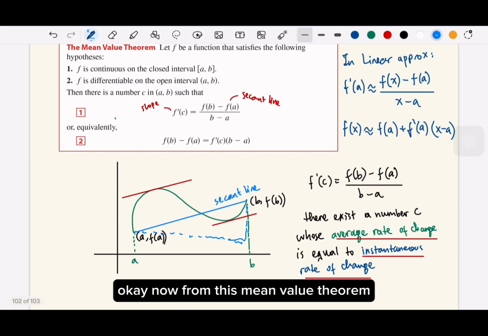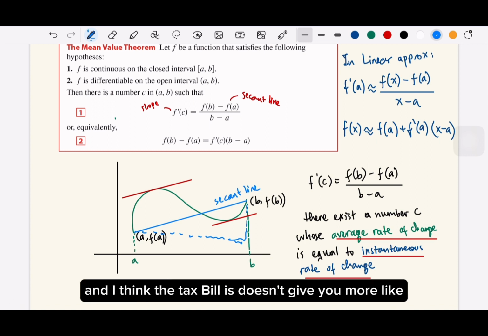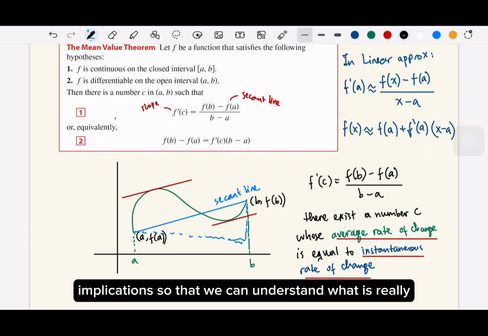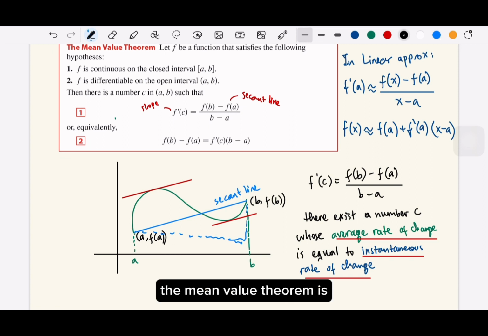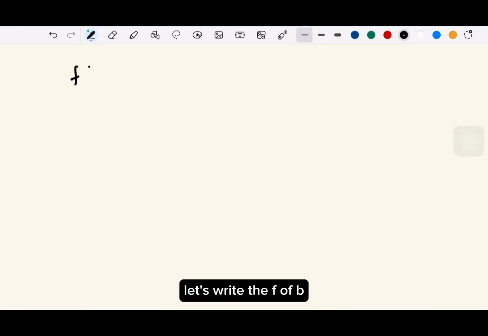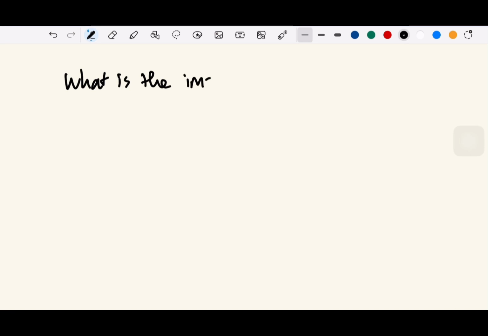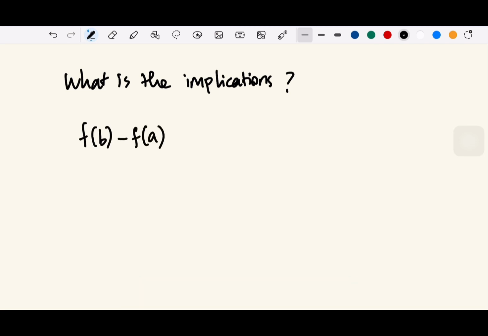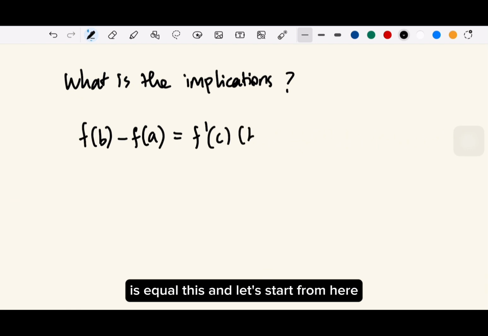Now from this mean value theorem, what are the implications? I think the textbook doesn't give you more practical implications so that we can understand what the mean value theorem really is. So let me write the implications. Let's start with f(b) minus f(a) equals this.